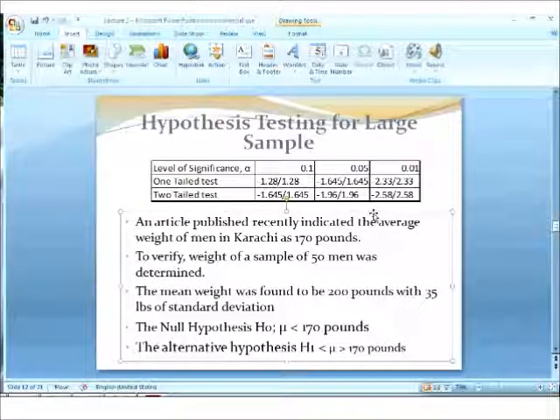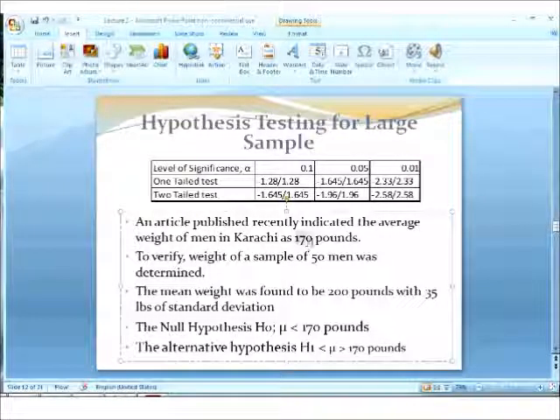Let's discuss another example. An article published recently indicated that the average weight of men in Karachi is 170 pounds. Now I changed the cities here. So this is what was published: the average weight of men in Karachi is 170 pounds. To verify this claim, a certain Weight Watchers company or food company collected the weights of a sample of 50 men. The mean weight was found to be 200 pounds with 35 pounds of standard deviation.